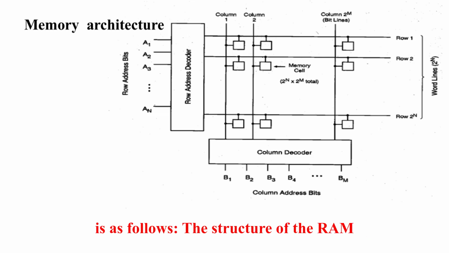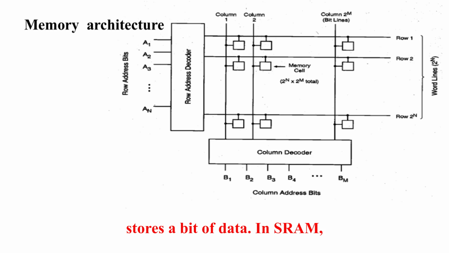The structure of the RAM array consists of memory cells, word lines, bit lines, row address decoder, and column address decoder. In the memory cells, each cell in the array stores a bit of data. In SRAM, cells are typically constructed using a combination of 6 transistors, the 6T SRAM, while DRAM cells use a transistor-capacitor pair. For word lines, which is for rows, there are 2^n rows, each connected to a word line.